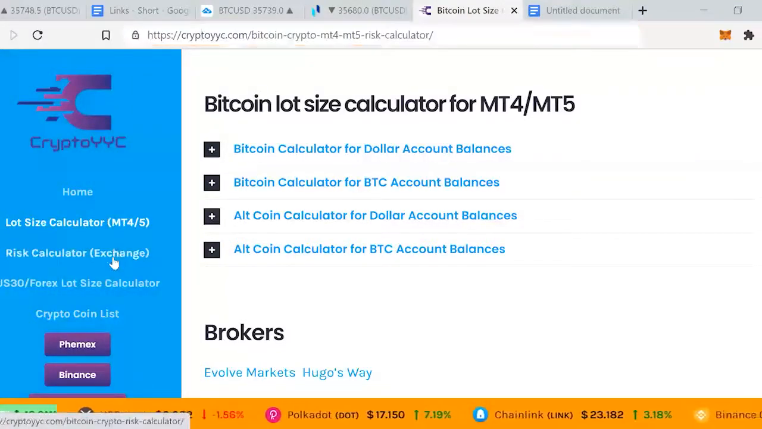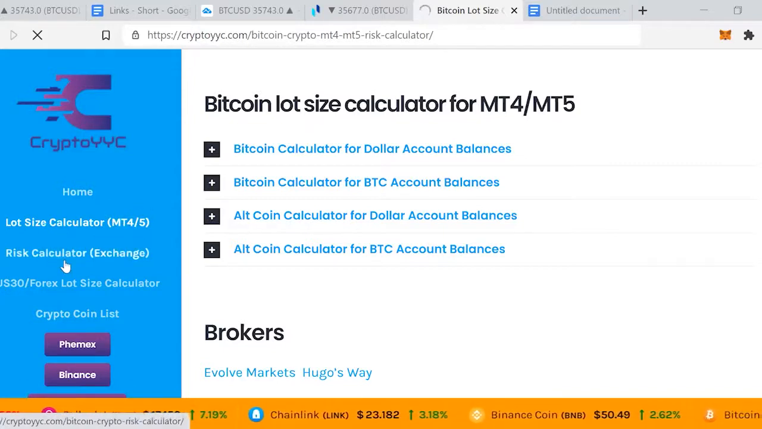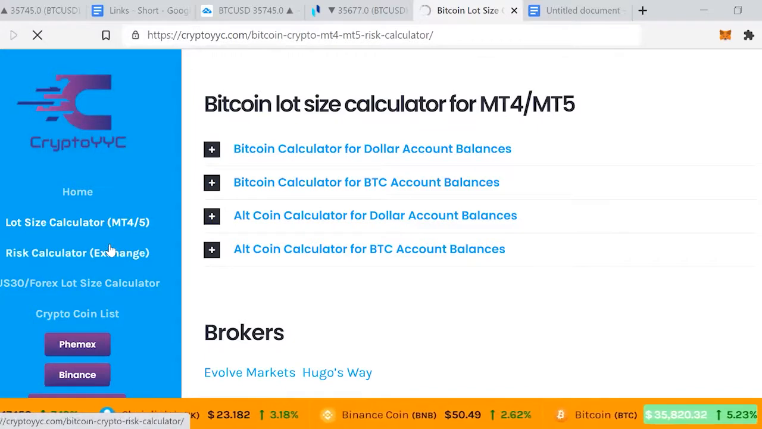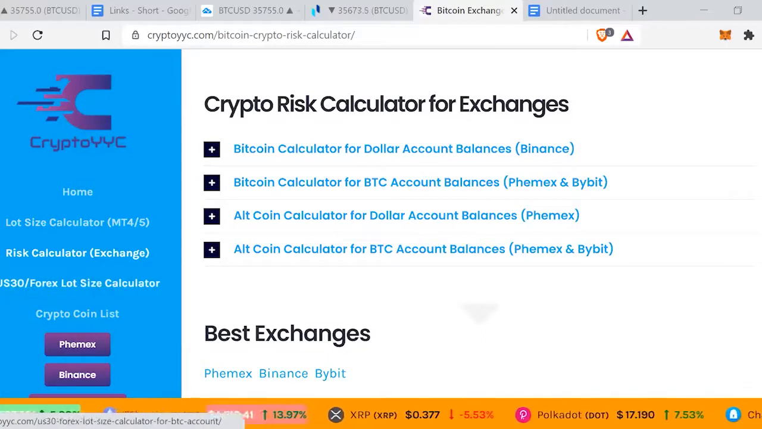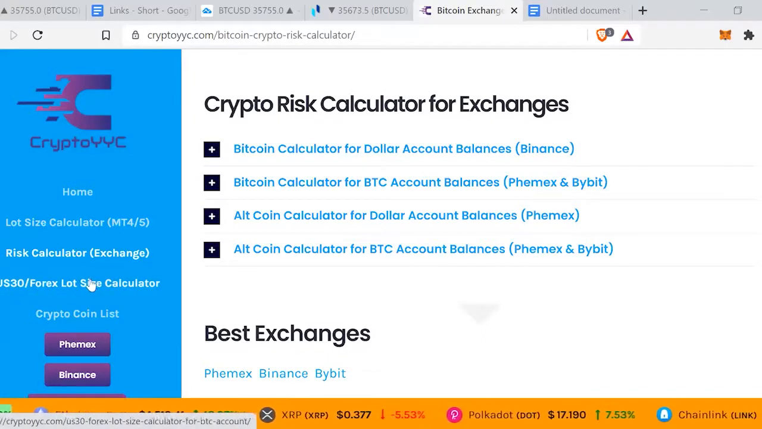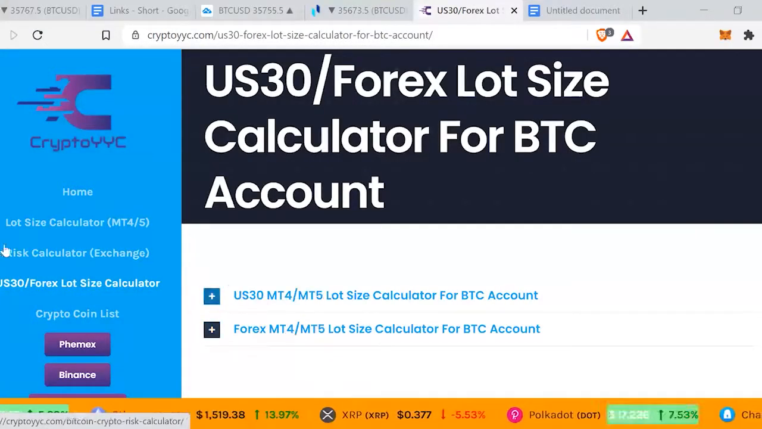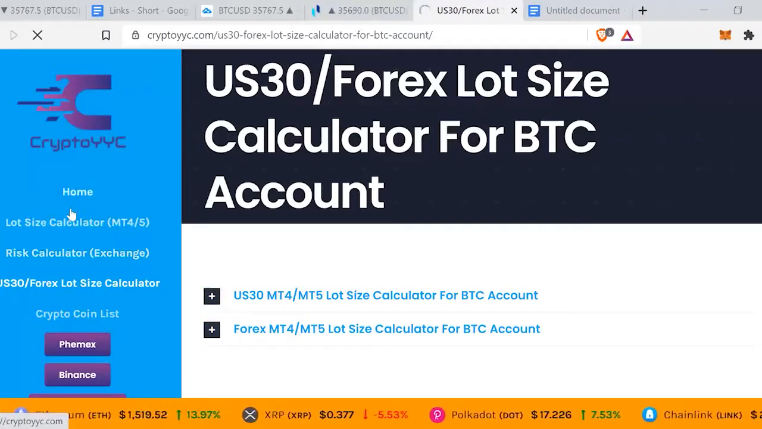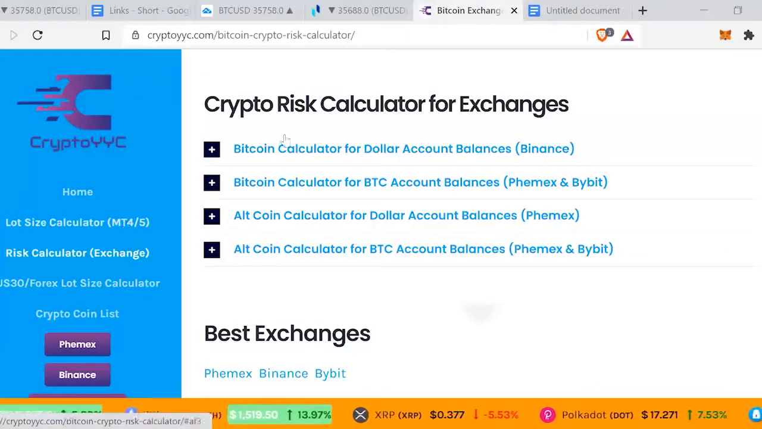There's a whole bunch of calculators here. We have the lot size calculator for MetaTrader, MetaTrader 4 and MetaTrader 5. We have the risk calculator here for exchanges, Binance, Bybit, BitMEX, all of those. And then we have the US 30 and the Forex lot size calculators. This is if you're trading with Bitcoin account balances and you want to be trading Forex and US 30. So I'll quickly go over these and how to get these set up and what they do and how they work.